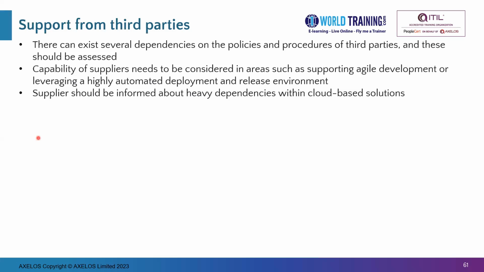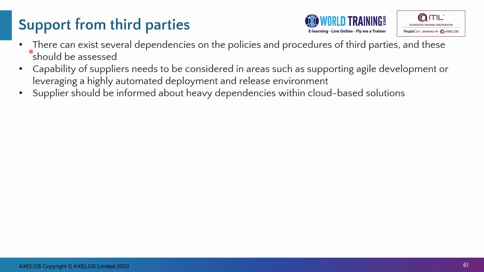So that was about the dependencies on third parties, but now we have the support that may be possible from third parties. The first one is about the dependencies on the policies and procedures of third parties, and these should be assessed, meaning when designing the change enablement practice or planning for a specific change, it is not enough to look only at internal teams and processes.